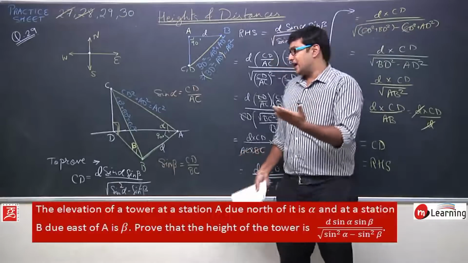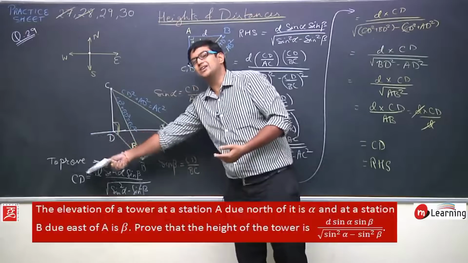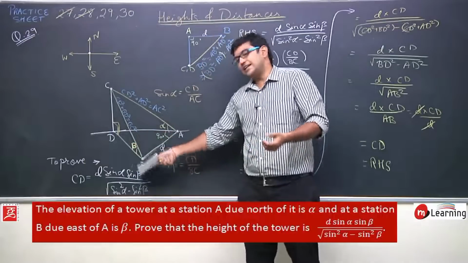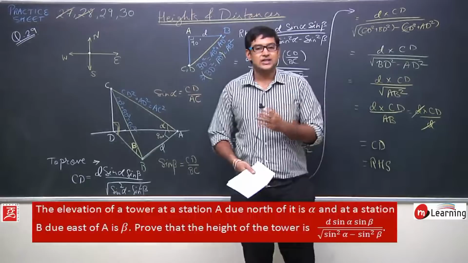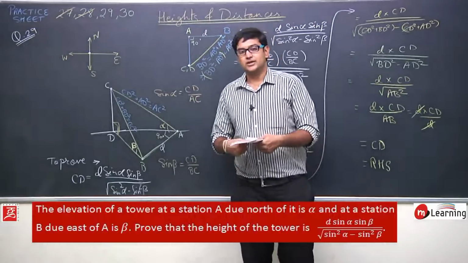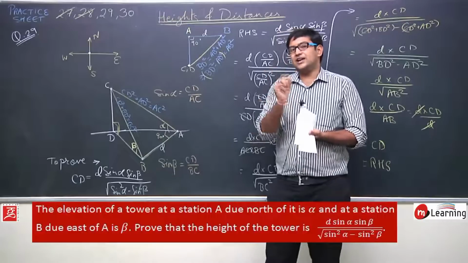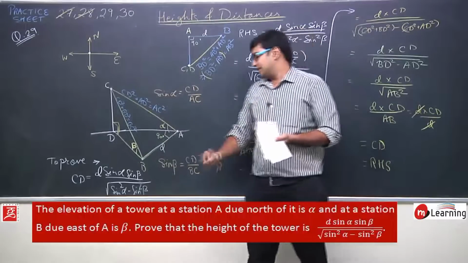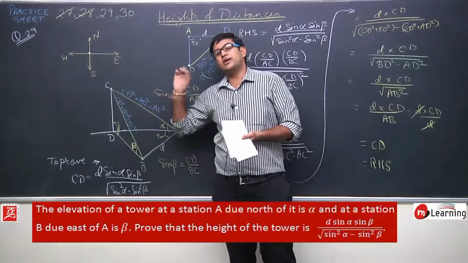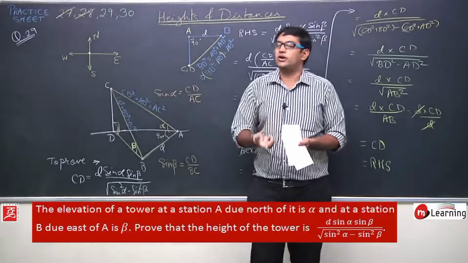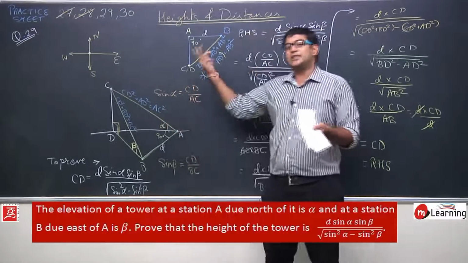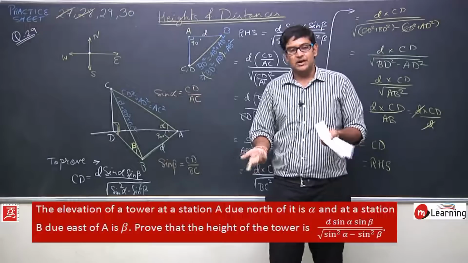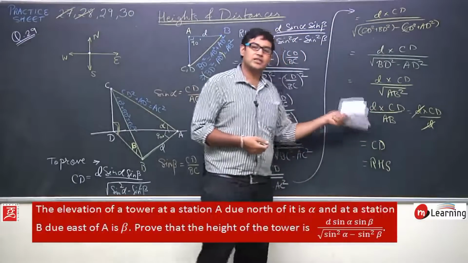That's why I have proved that the height of the tower is equal to D times sin alpha sin beta upon square root of sin square alpha minus sin square beta. So again, you need to understand what I have applied. I thought that I have sin alpha and sin beta, so why not use sin alpha and sin beta only? I have identified the value of sin alpha sin beta, and with a simple application of Pythagoras theorem, I get the final result.